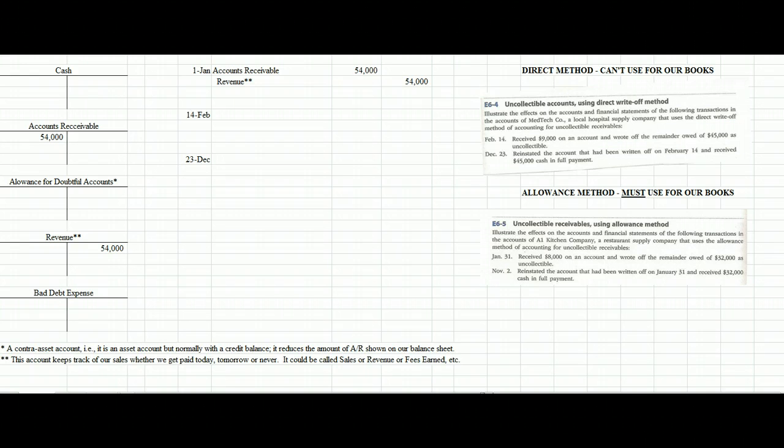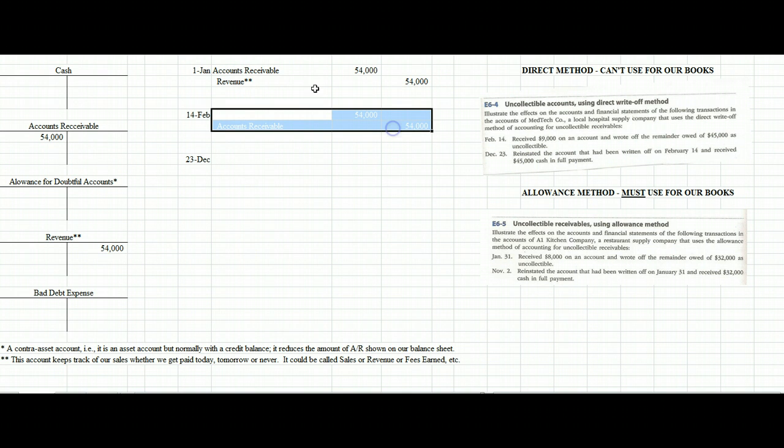But before we talk about things going bad, let's talk about what happens when things go right. So let's pretend like January 1st we sent out an invoice for $54,000. Accounts receivable is an asset. Assets increase with debits, so we debit accounts receivable for $54,000. Revenue, or sales, or fees earned, or whatever our revenue account is, we're going to credit that for $54,000. Remember, that account keeps track of our sales, whether they get paid today, tomorrow, or never.